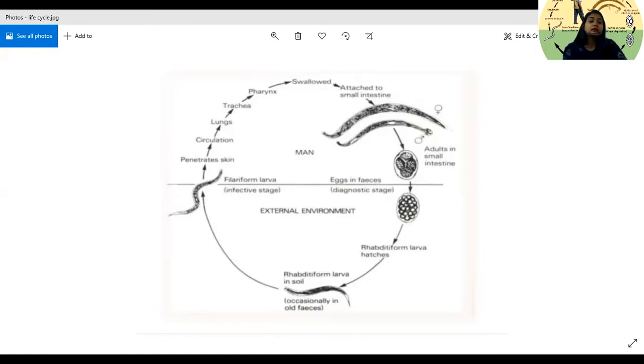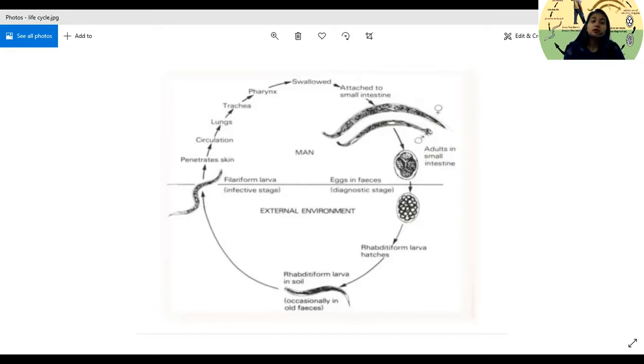It is then carried to the heart and lungs. In the lungs, it breaks the capillaries and enters the alveoli. They then migrate on to the bronchi and trachea and larynx over the epiglottis to the back of the pharynx and are ultimately swallowed.